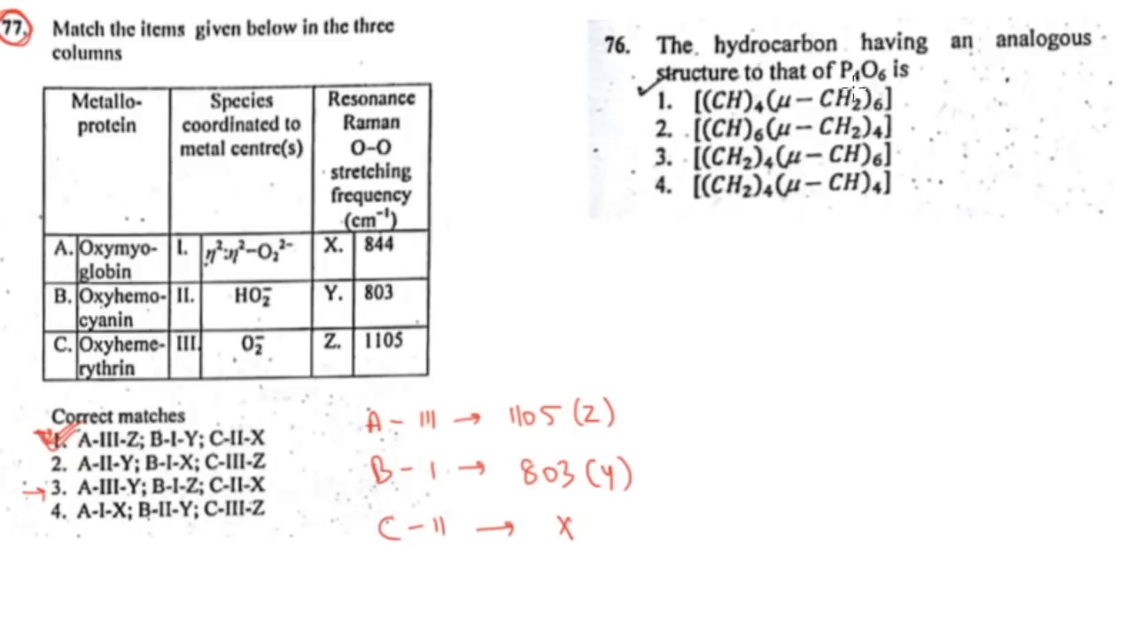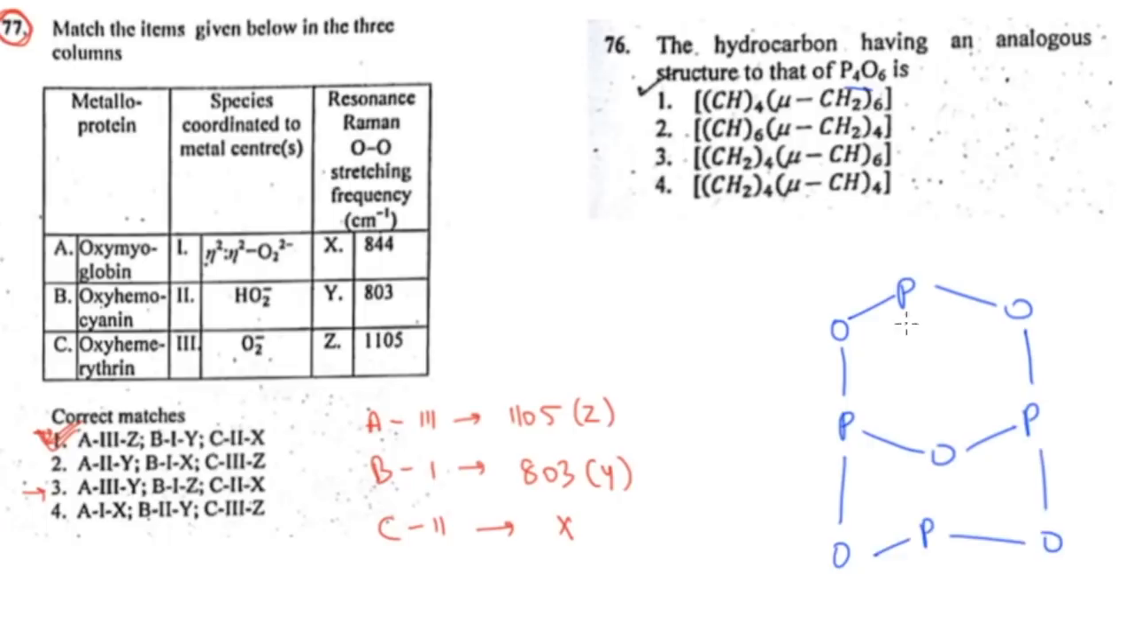If you know the structure of P4O6, the question says the hydrocarbon which is analogous to the structure of P4O6. So the structure of P4O6 is something like this. I'm just going to draw it here for you. This is how P4O6 looks. You can see from the structure that all these phosphorus are trivalent, meaning they are bonded with 3 different things, and your oxygens are divalent. They are bonded with 2 bonds.